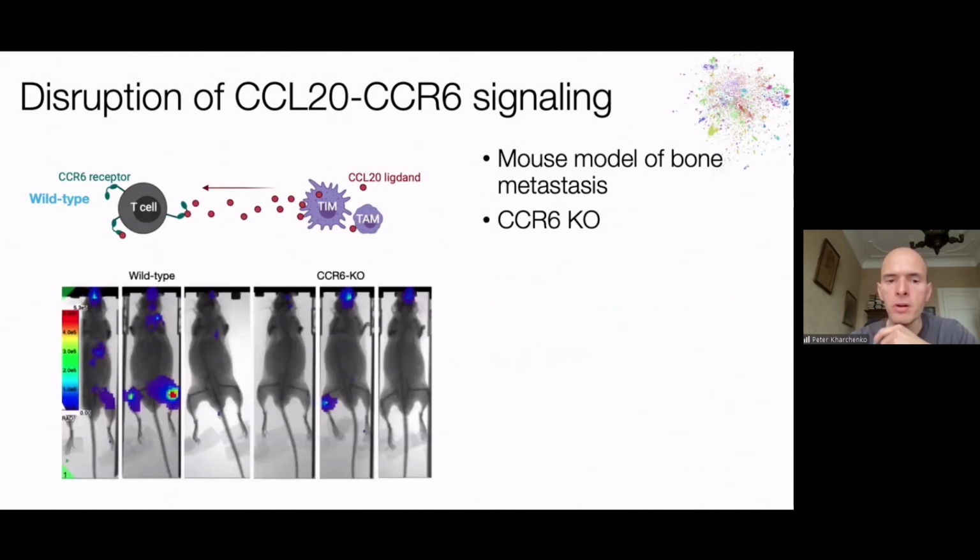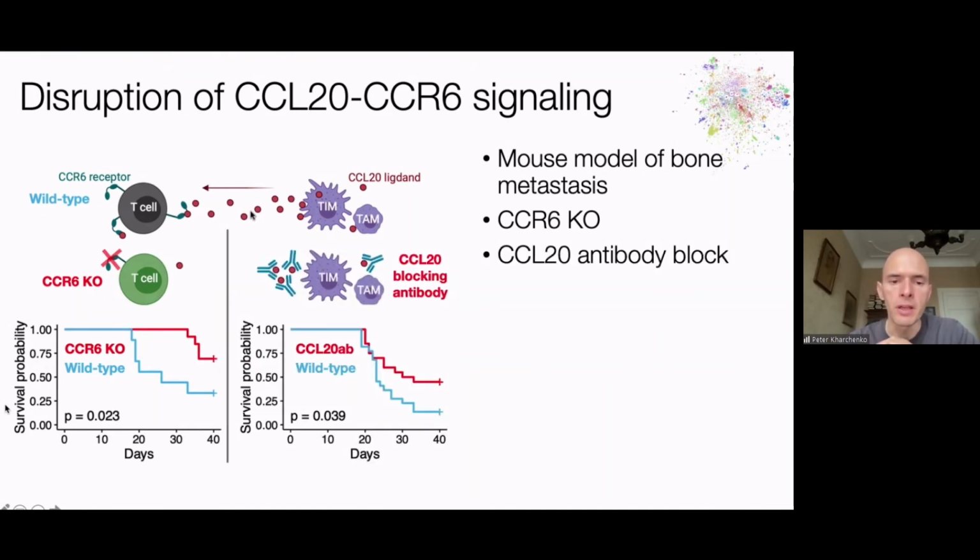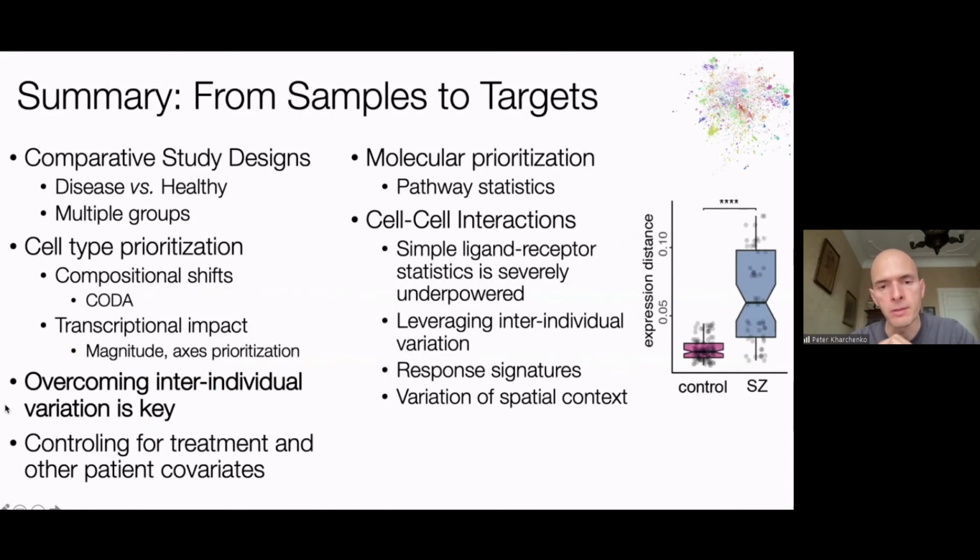So one was to knock out the receptor and monitor tumor growth and survival. So if we do this by simply knocking out CCR6, we see improved survival in the knockout. And the reciprocal change is to use CCL20 blocking antibody to basically interrupt this type of signaling. And again, we see improved survival in the animals when this signal is blocked.